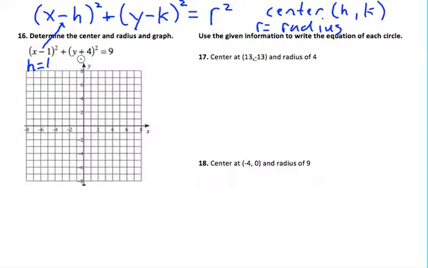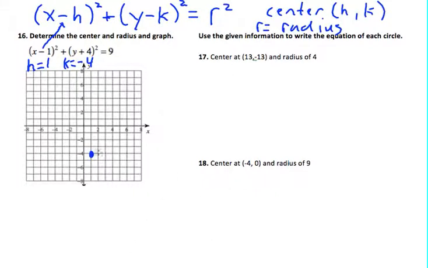In this particular case, the formula uses subtraction, but we have addition. So our k value isn't 4. Our k value is the opposite of plus 4. Our k value is negative. So we have k equals negative 4. So we know where our center is. It's at 1 for x and negative 4 for y. So we go over and we plot that point.